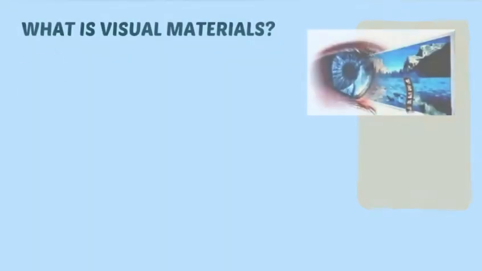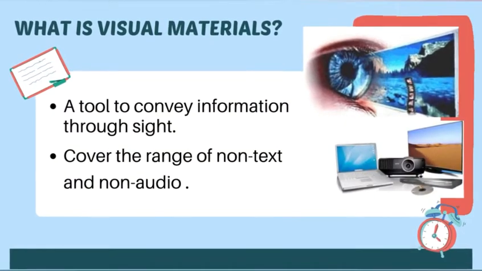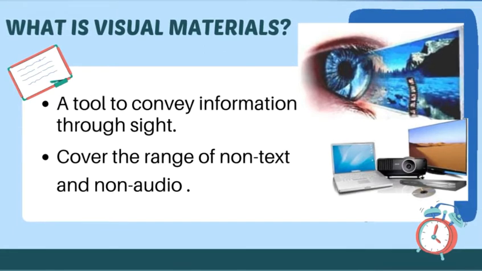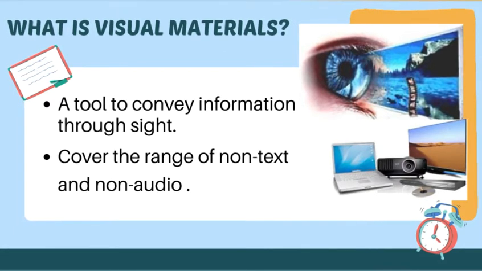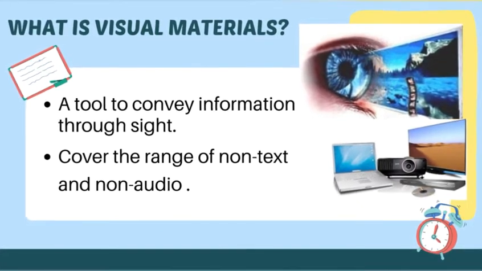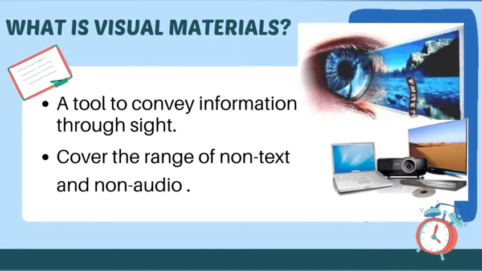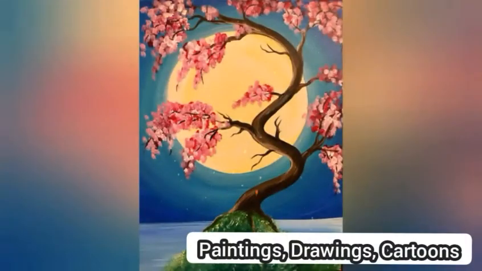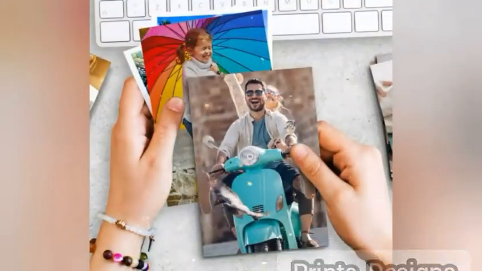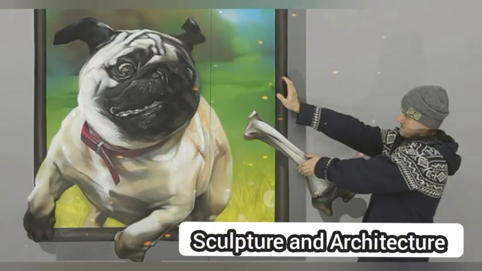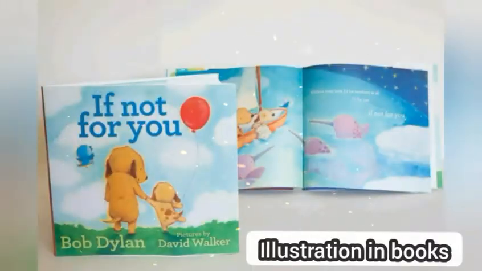Next up is visual materials. Visual materials cover the whole range of non-text and non-audio materials, everything from original art, prints, photographs, and films. The term visual materials encompasses a wide range of forms, including photographs, cinema, and video films, videotapes, paintings, drawings, cartoons, prints, designs, and three-dimensional art such as sculpture and architecture. Examples of the latter include illustrations in books and magazines.